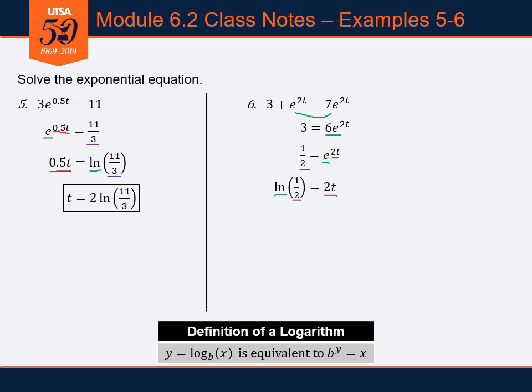Finally, we can solve for t by multiplying both sides by 1/2 to cancel out that 2 on the 2t. Multiply both sides by 1/2 and we've got t equals 1/2 times the natural log of 1/2.